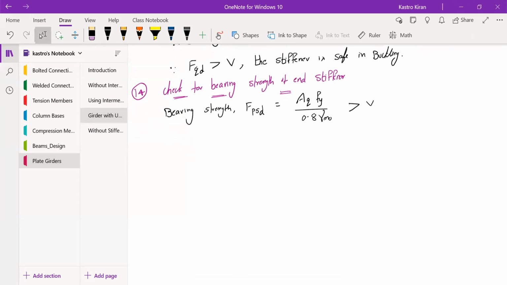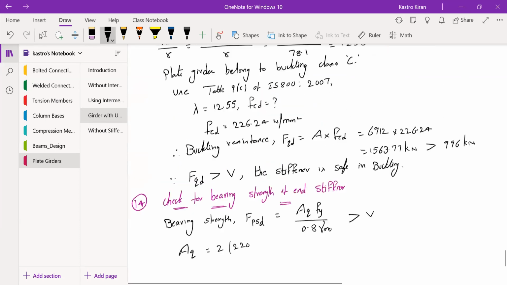In order to find out the FPSD value, you should find out the value of AQ. How do you find out this AQ? AQ represents the area of the end stiffener. You are providing stiffeners at both ends of the plate girder, so I'm multiplying by 2 times 220. What is this 220? 220 is the width of the load carrying stiffener.